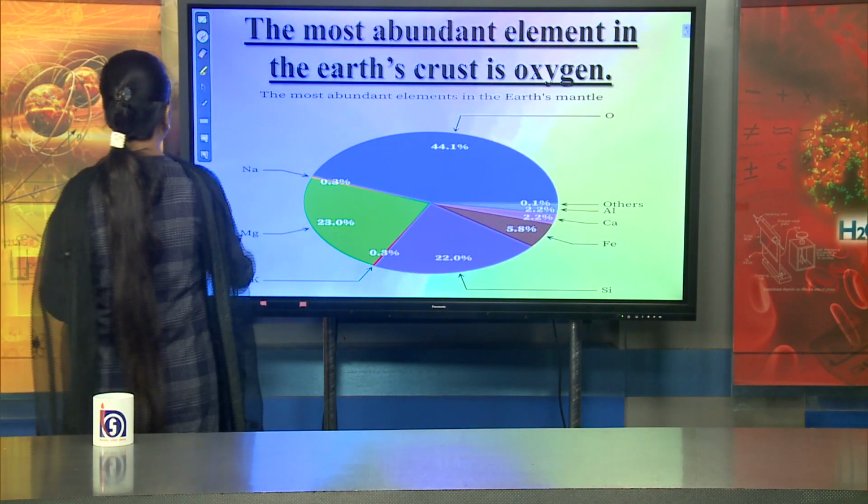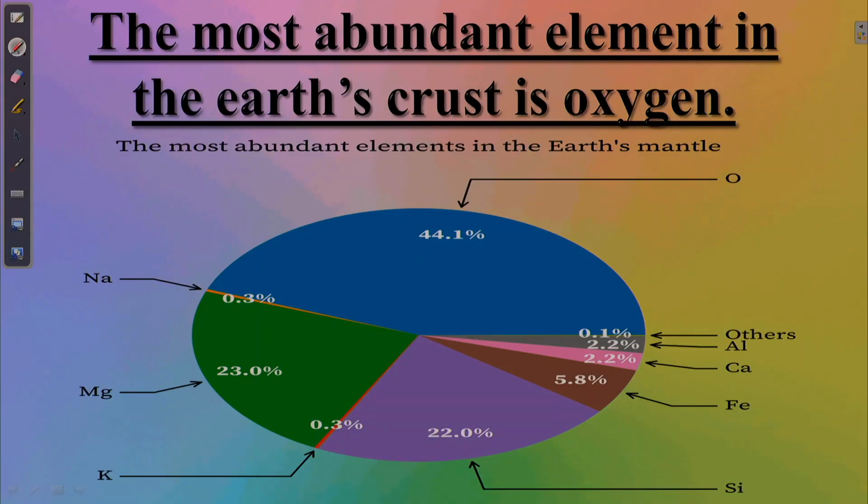Next we are going to discuss the most abundant element in the Earth's crust, which is oxygen. If we talk about the most abundant element in our Earth's crust, that is oxygen, and the percentage is 44.1%. The next most abundant element is magnesium and the ratio is 23%.